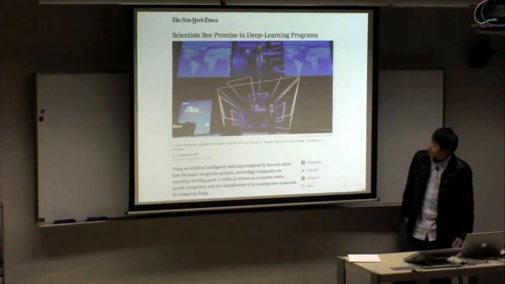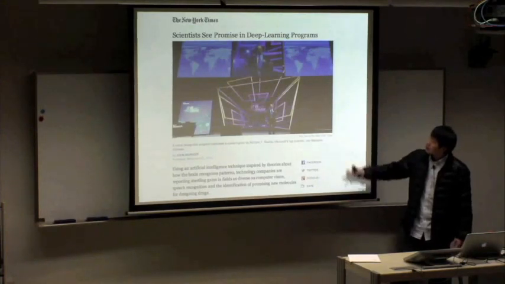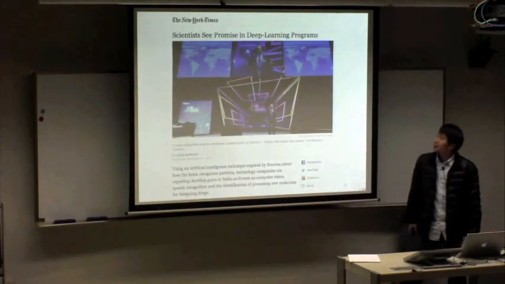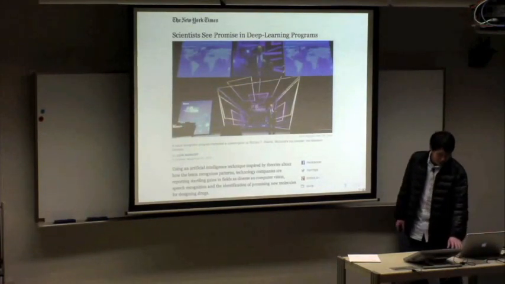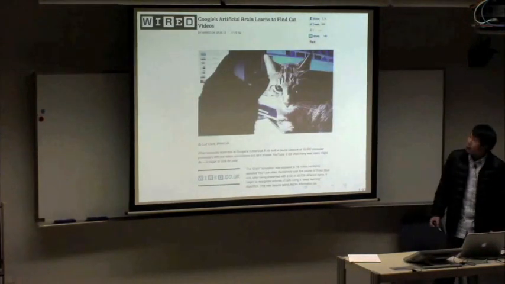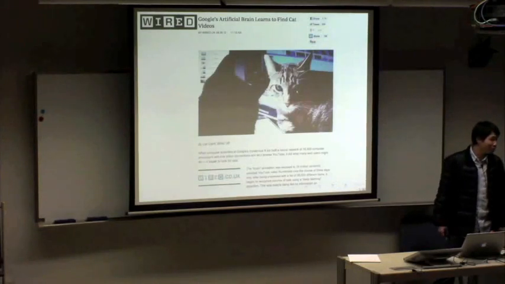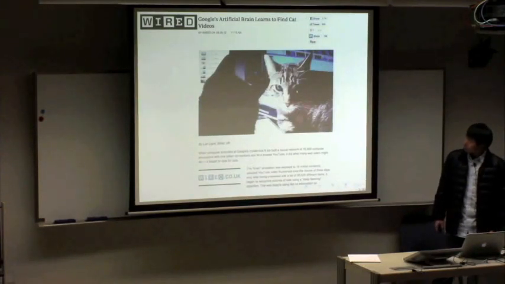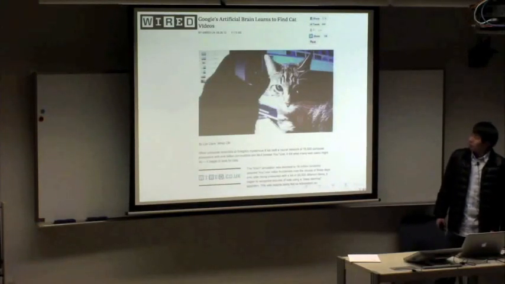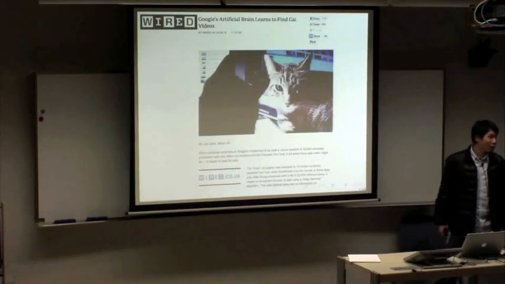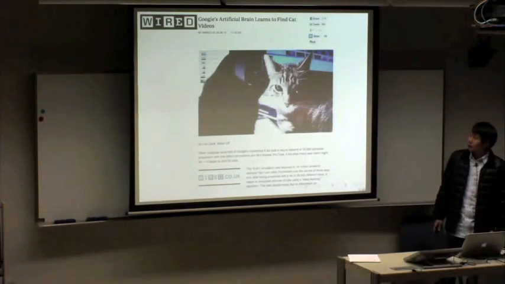And here you see Rick Rashid, VP from Microsoft, demoing the system. And you see in the New York Times, they say, scientists see promise in deep learning programs. You can also see, not too far away at Stanford and Google, they also showed impressive improvements using deep learning. This is on computer vision, where they showed that using deep learning, trained on lots of YouTube videos, they can make the computer recognize cats in a lot of different objects.